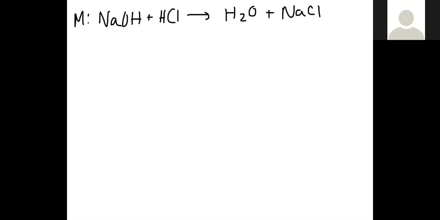So for example, if we have a molecular equation that looks like NaOH plus HCl goes to H2O and NaCl. What I did was I took the OH and the H plus, they went together to create H2O, and the Na and Cl went together to create an ionic compound. So you have a base plus an acid goes to water and an ionic compound.